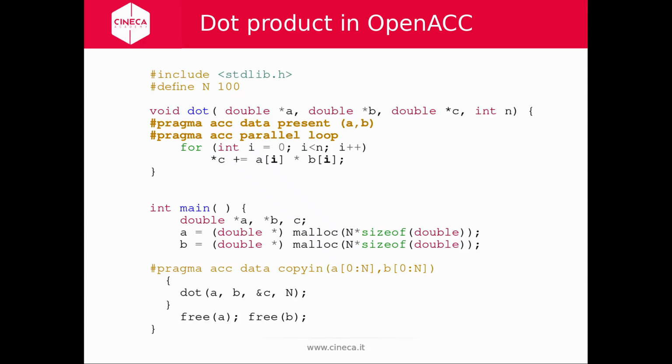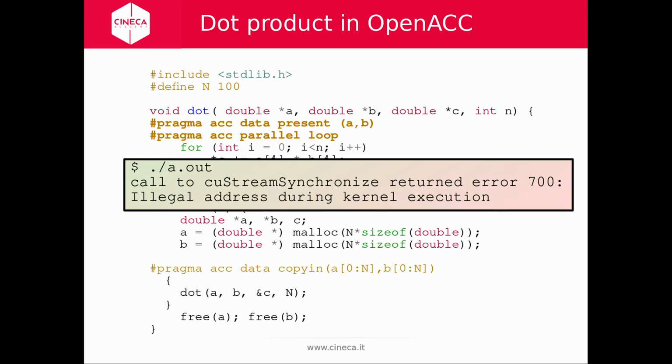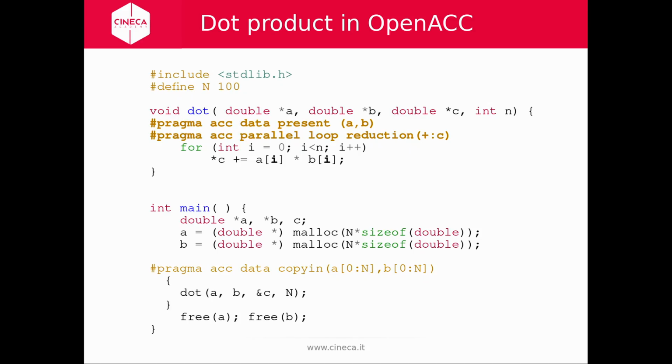There is no reduction, there is a data race, so since it's quite late, I want to make it quick enough. So this will give you illegal address during kernel execution, of course. You cannot do this as well, because you cannot pass a pointer to the reduction. Okay, so you can only reduce on a number of types that are integers, double, float, and you can check the full list in the specification.